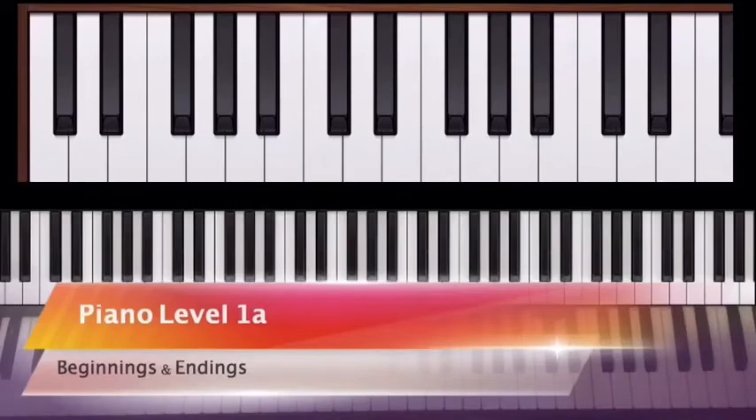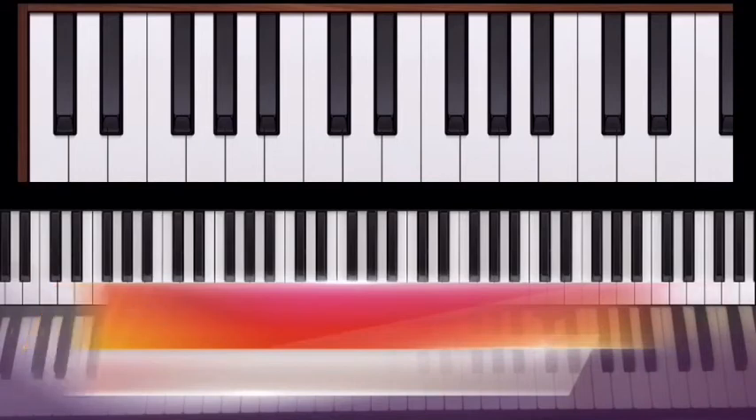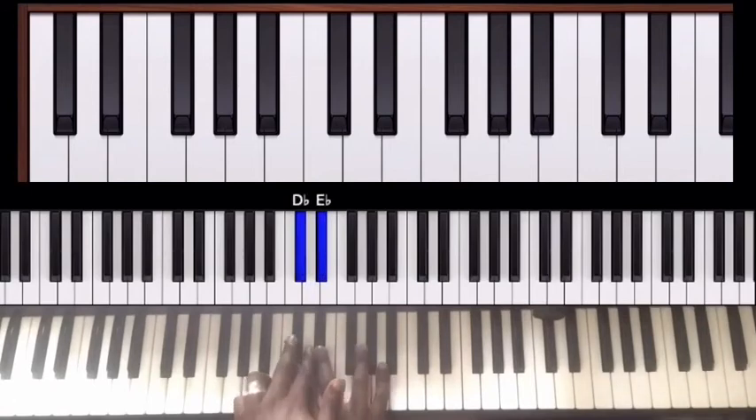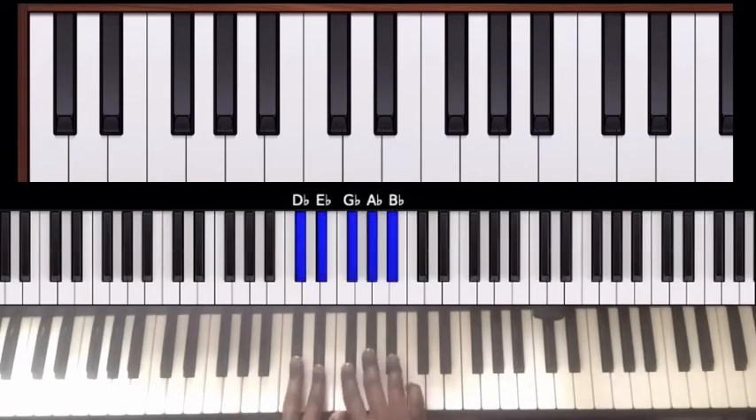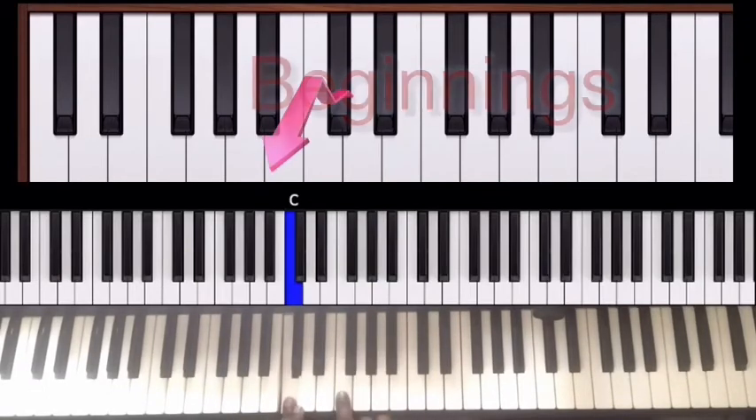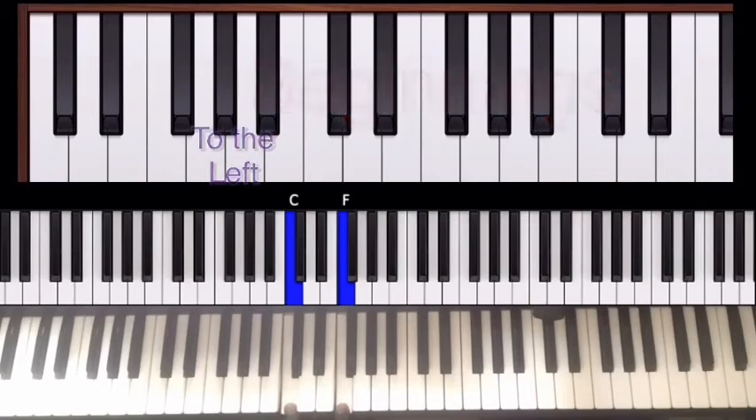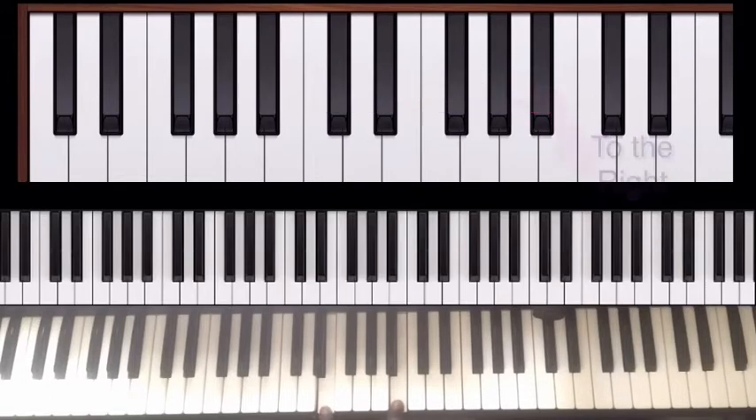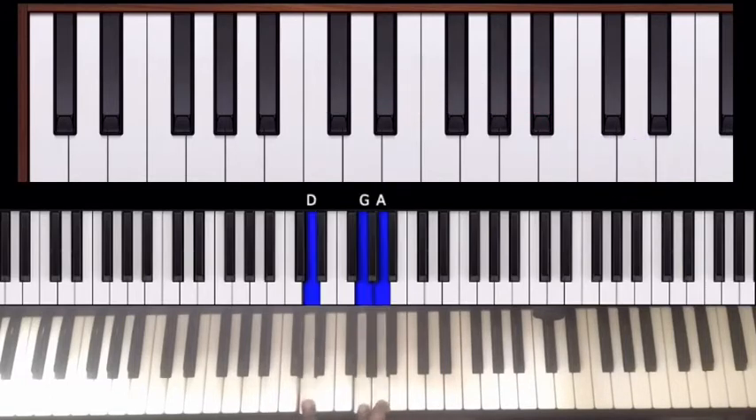So now let's learn about our beginnings and our endings on the piano. Let's do a quick recap of what we mean by beginnings and endings. Remember, we always look at the black notes to guide us. The beginnings are to the left of the group of black notes that we're looking at, and the endings are to the right of the end of the black notes, so the white notes at the end. And then later on we'll look at the middles.